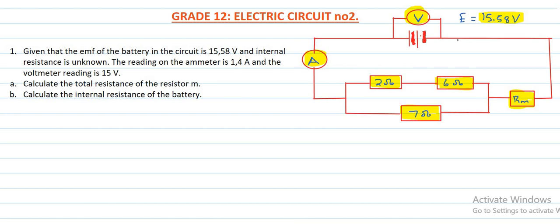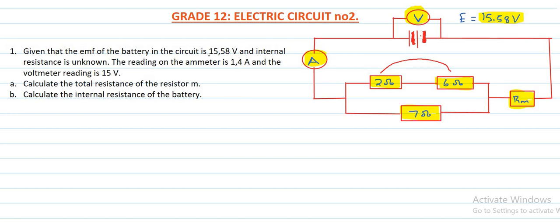So when we look at our circuit, we are given the emf, which is 15.58 volts, the voltmeter on the battery, the ammeter, which they said is 1.4, and we have two resistors in series, 2 ohms and 6 ohms. The 2 ohm and 6 ohm are in parallel with a 7 ohm resistor. Then we also have an unknown resistor, which is Rm. So let's start with the first question: calculate the resistance of the resistor Rm.